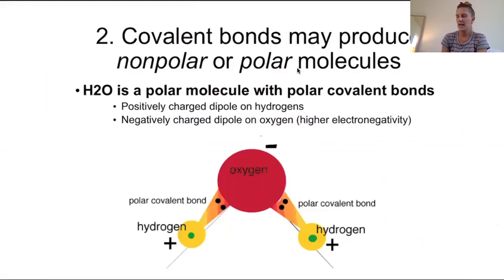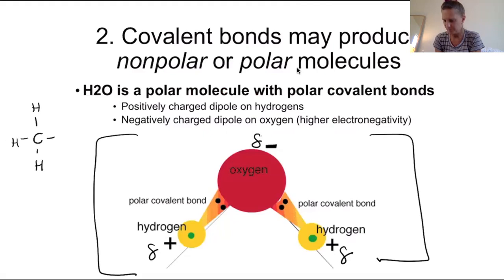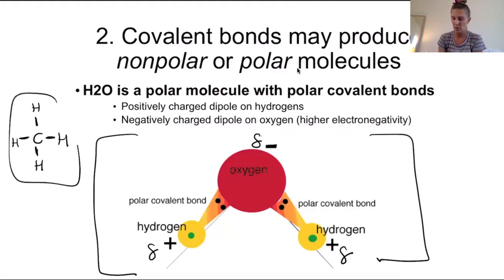Covalent bonds can produce either nonpolar or polar molecules. So if you look at this whole molecule, now we're dealing with two different atoms, and you can see that there's a partial negative there and we have partial positives. That creates a polar molecule, all right? If, for example, we had something like this, because those are all nonpolar covalent bonds, because C and H have equal pulling, this is going to be a nonpolar molecule, right?